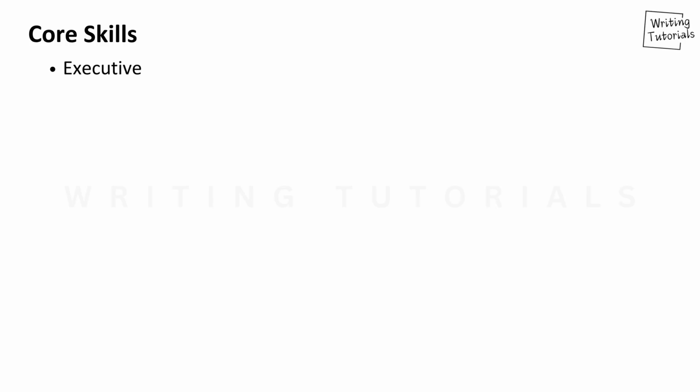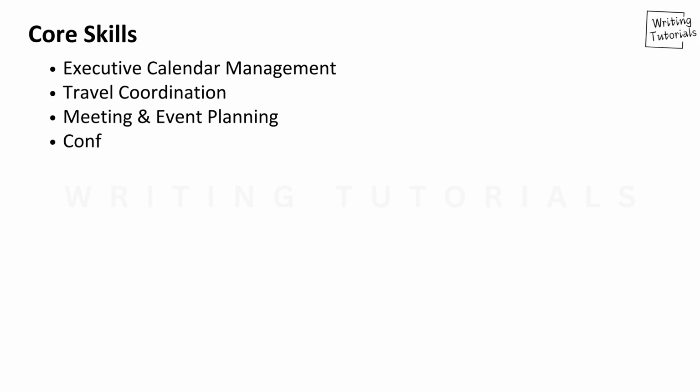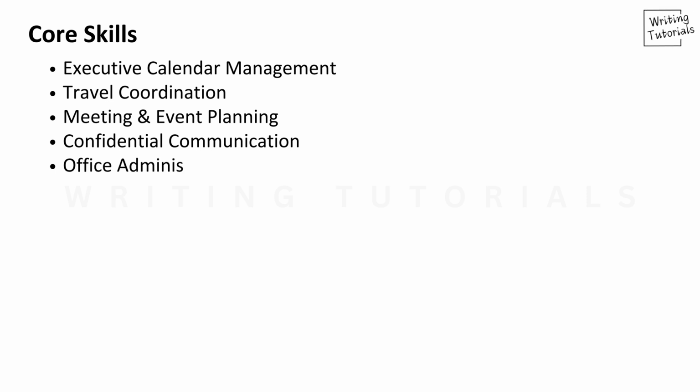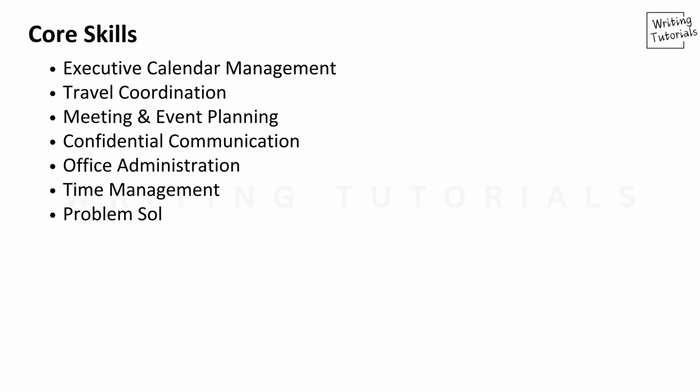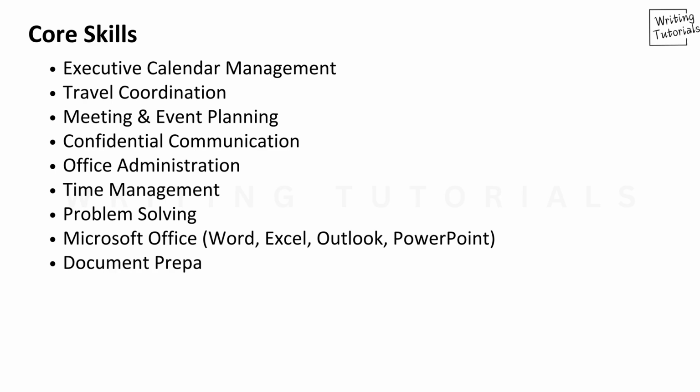Core skills. Now let's look at the core skills section. Here is the full sample. Executive calendar management, travel coordination, meeting and event planning, confidential communication, office administration, time management, problem solving, Microsoft Office, Word, Excel, Outlook, PowerPoint, document preparation, multitasking, and organization. This section gives a quick overview of your abilities.